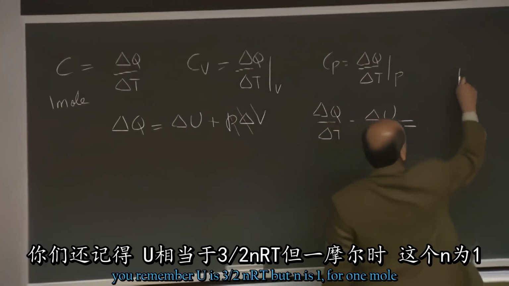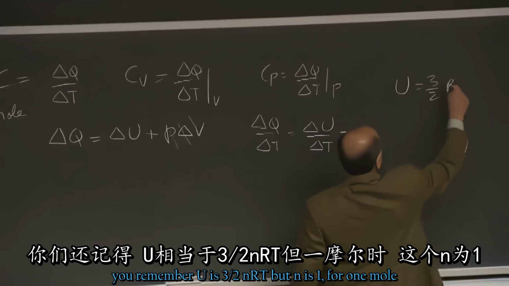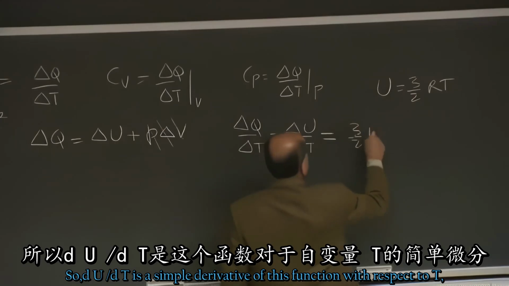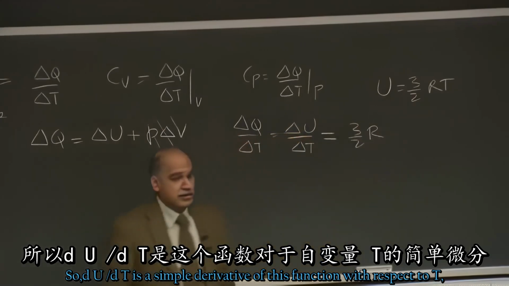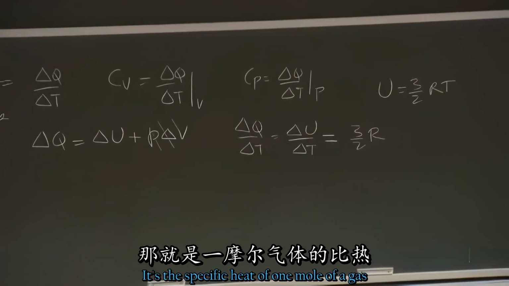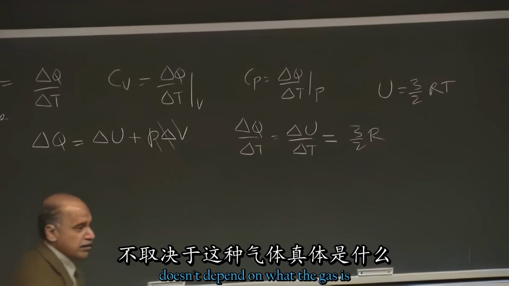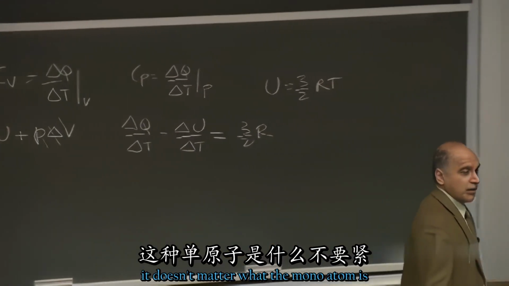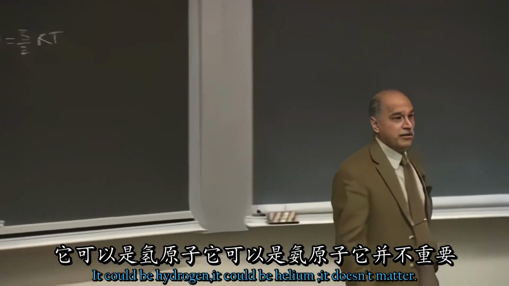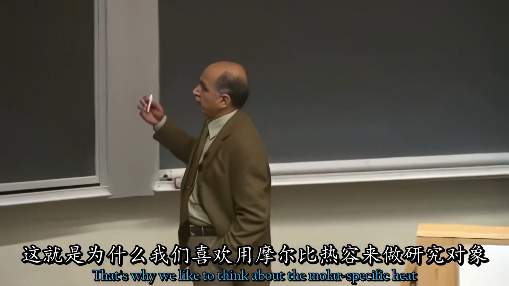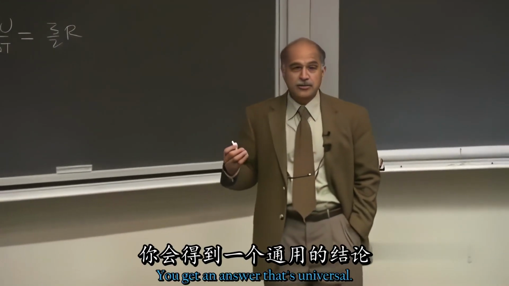And for 1 mole, you remember U is 3/2 nRT, but n is 1 for 1 mole. So dU/dT is a simple derivative of this function with respect to T, which is 3/2 R. What you notice about this formula is the specific heat of 1 mole of a gas doesn't depend on what the gas is. As long as it's a monoatomic gas, it doesn't matter what the monoatom is. It could be hydrogen, it could be helium, it doesn't matter. That's why we like to think about the molar specific heat, or specific heat per mole. You get an answer that's universal.